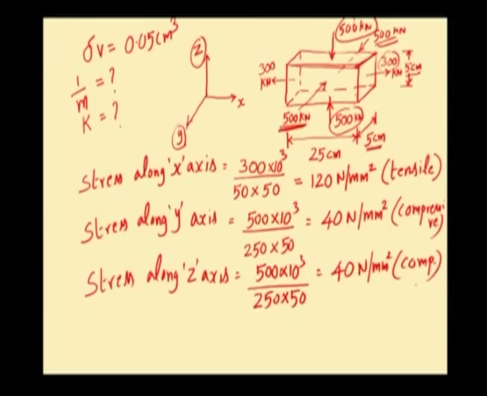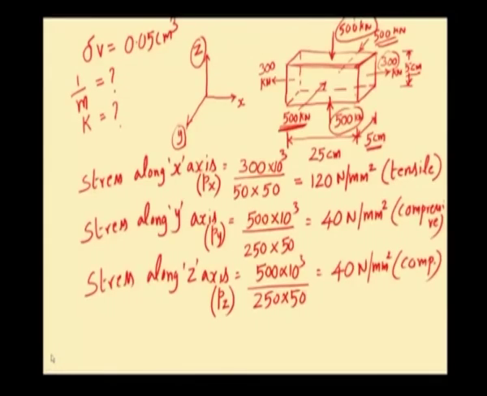So, stress acting along x axis is denoted as small p suffix x, stress along y axis is denoted as small p suffix y, and stress acting along z axis is small p suffix z. After calculating the stresses along the three directions, we shall calculate the value of strain along the respective axis.